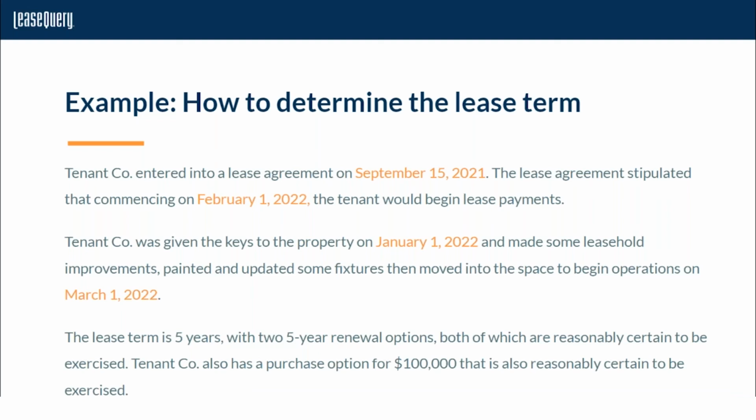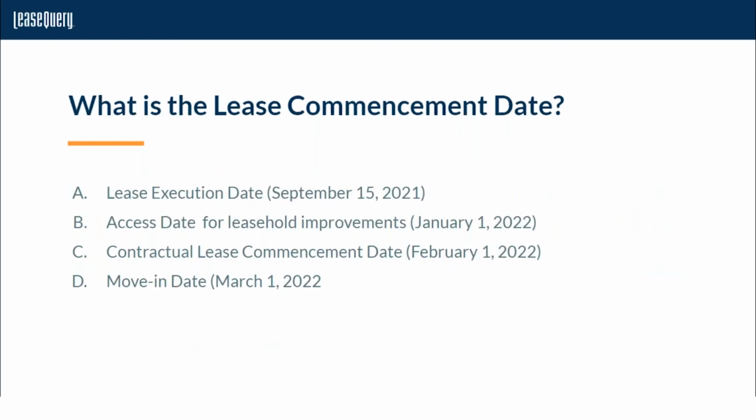Tenneco was given the keys to the property on January 1st, 2022 to begin making some leasehold improvements, painting and updating some fixtures. And then they moved into the building and began operations on March 1st, 2022. The lease term is 5 years with 2 5-year renewal options, both of which are reasonably certain to be exercised. And then lastly, Tenneco also has a purchase option for $100,000 that is reasonably certain to be exercised. So given those facts, what is the lease commencement date?